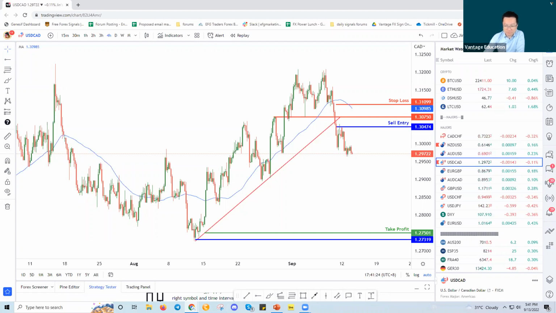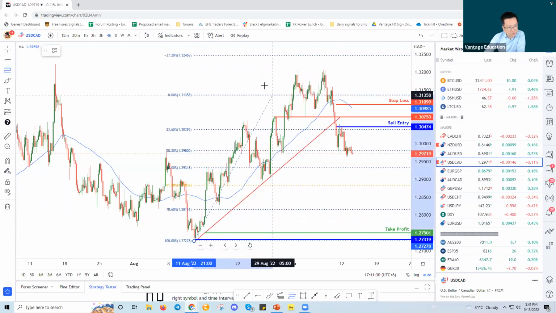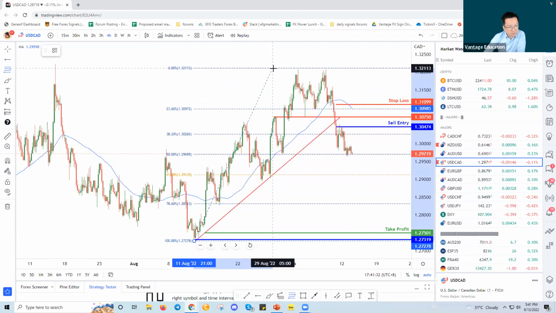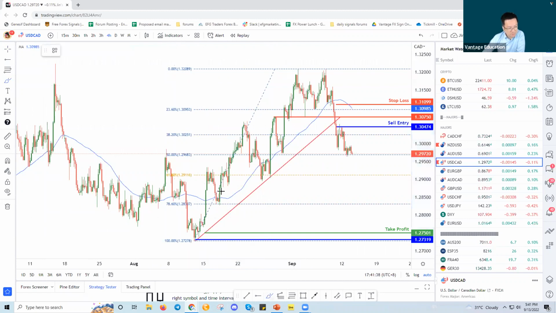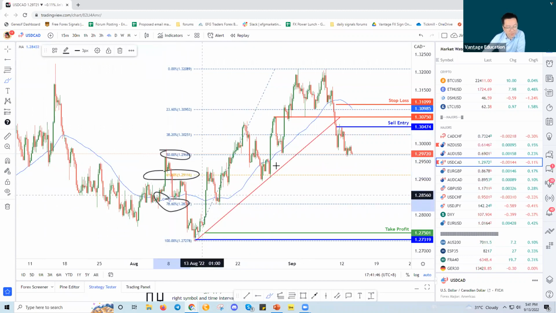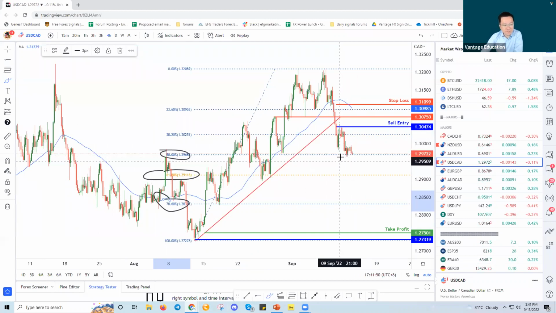Okay. So in this case, who was asking? Huang was asking about Fibonacci levels. You can also see that if I applied the Fib levels here, same thing, all the levels are in play: 50%, 50% here, 61.8, and 78.6 there.